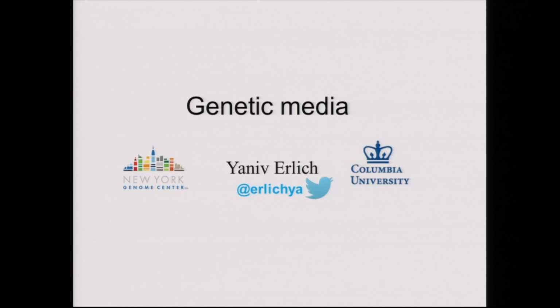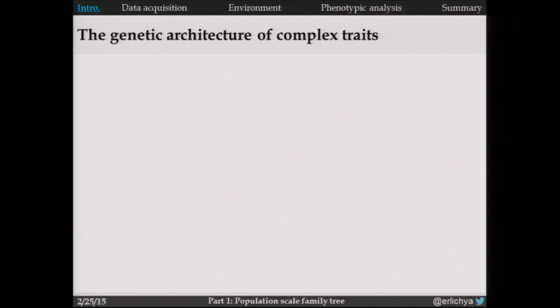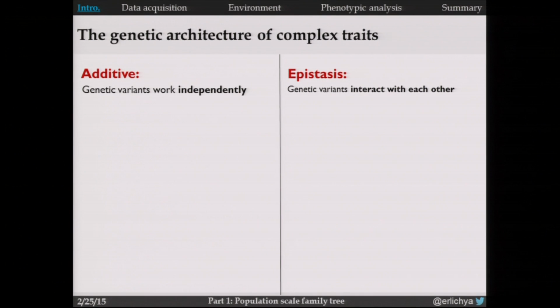Okay, so let's talk about the genetic architecture of complex traits. Basically, one school of thought tells us that the genetic architecture of complex traits is additive. We have many variants in the genome, each of which contributes independently to the predisposition of the trait. On the other hand, another school of thought tells us that there is pervasive epistasis, and so the interaction between these variants is what's really important for the predisposition of a complex trait.